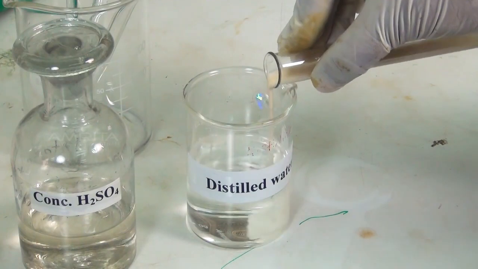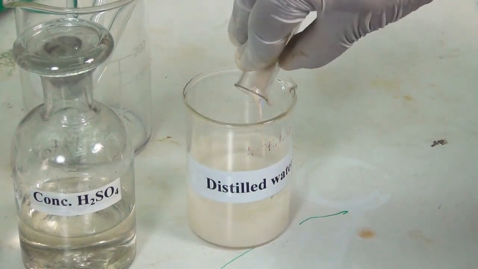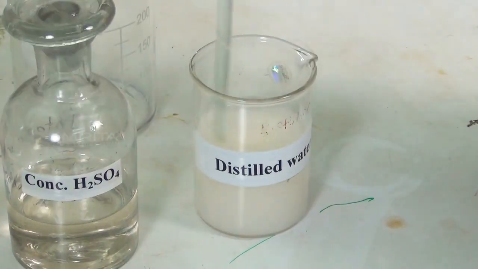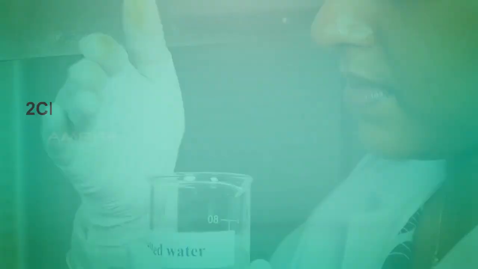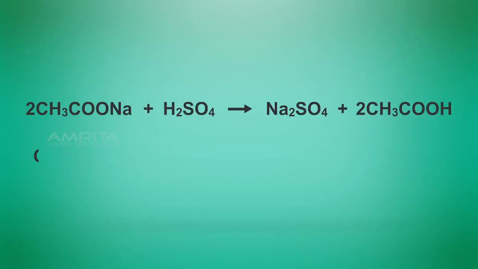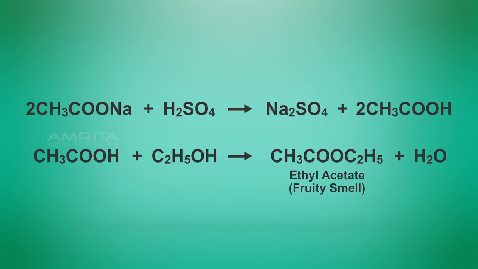Pour the contents of the test tube in the beaker containing distilled water. Stir the contents of the beaker using a glass rod. Smell the contents of the beaker by wafting. Acetate salts react with concentrated sulfuric acid and ethyl alcohol to form the ester ethyl acetate, which has a fruity smell.